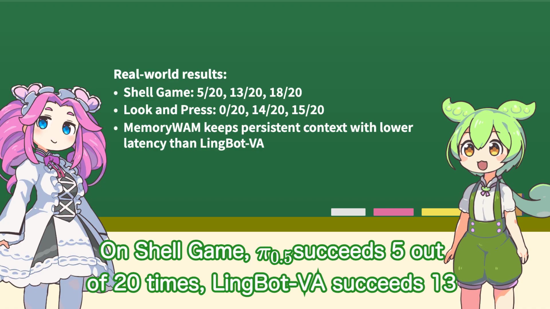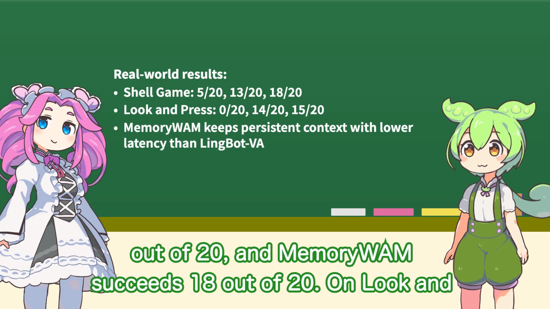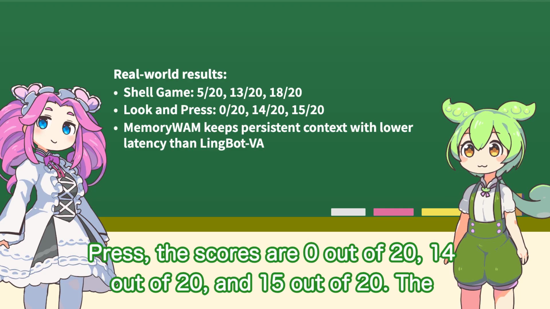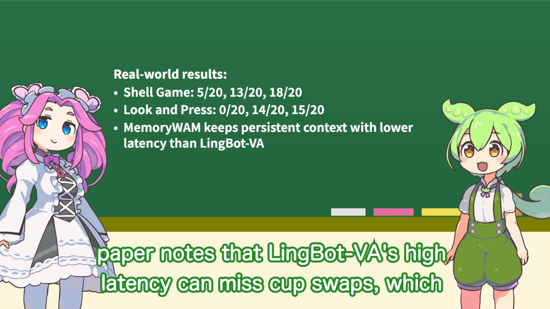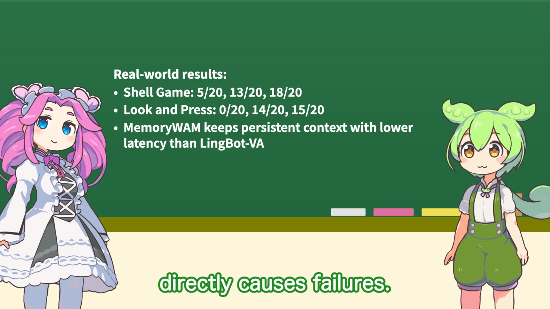On shell game, Pi 0.5 succeeds 5 out of 20 times, Lingbot VA succeeds 13 out of 20, and MemoryWAM succeeds 18 out of 20. On look and press, the scores are 0 out of 20. The paper notes that Lingbot VA's high latency can mess up swaps, which directly causes failures.